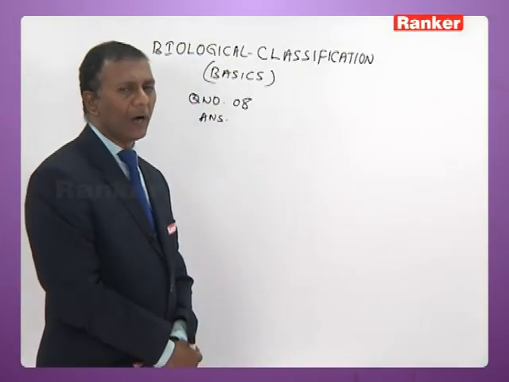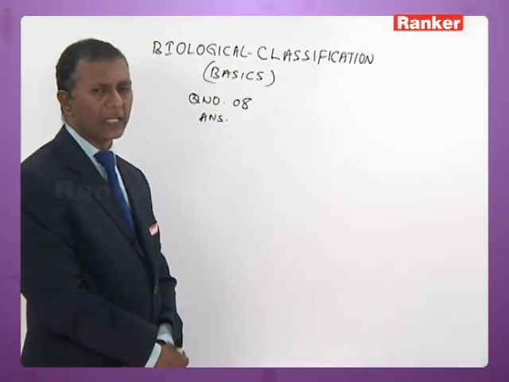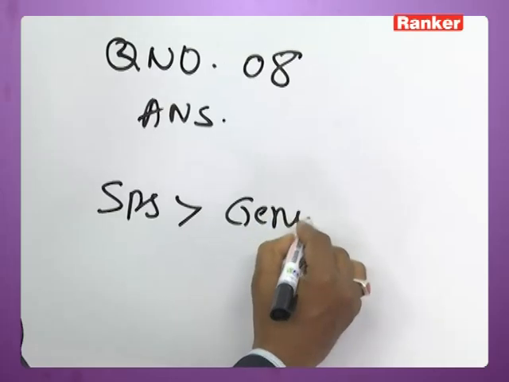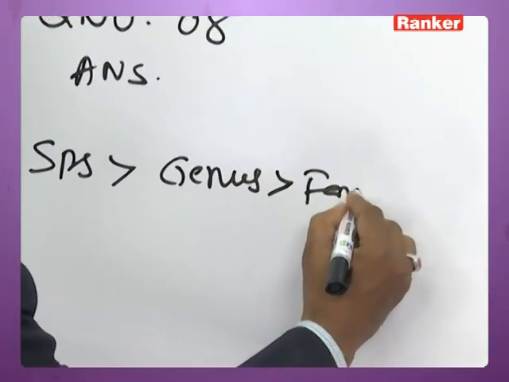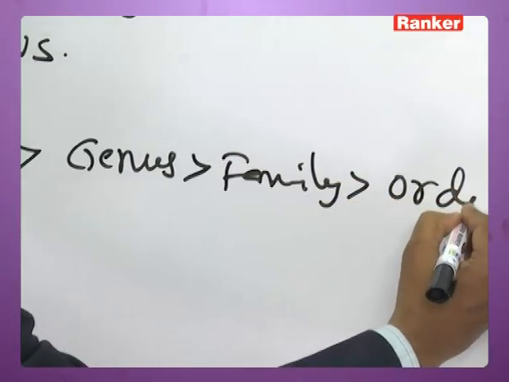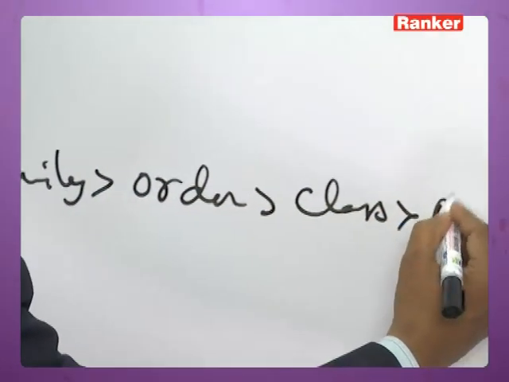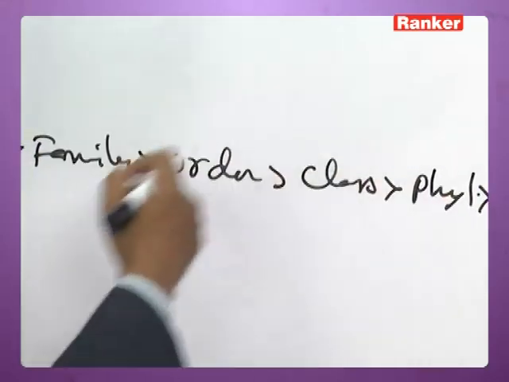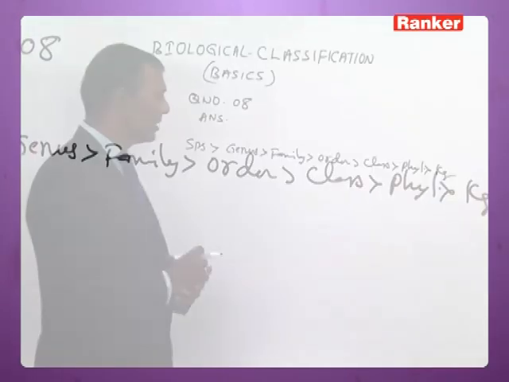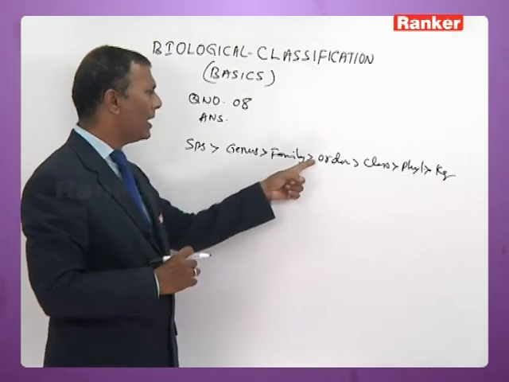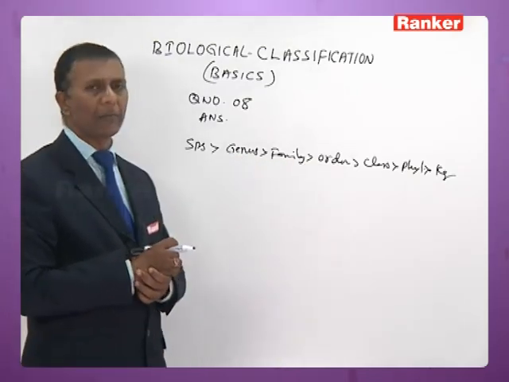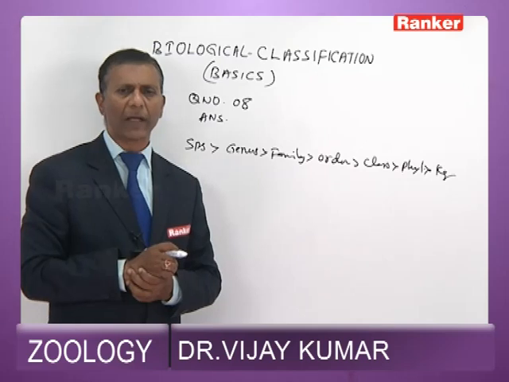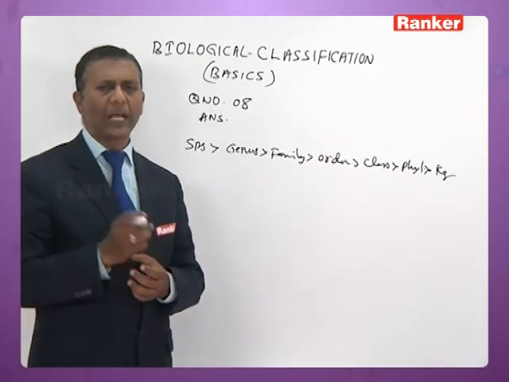Now you should know which taxons are identified as obligate taxons. Obligate taxons are species, genus, family, order, class, phylum, kingdom. These are obligate: 1, 2, 3, 4, 5, 6, 7. Seven of them are identified as obligate taxons. The remaining taxons are called intermediate taxons or facultative taxons. Now you need to arrange them in the correct sequence.